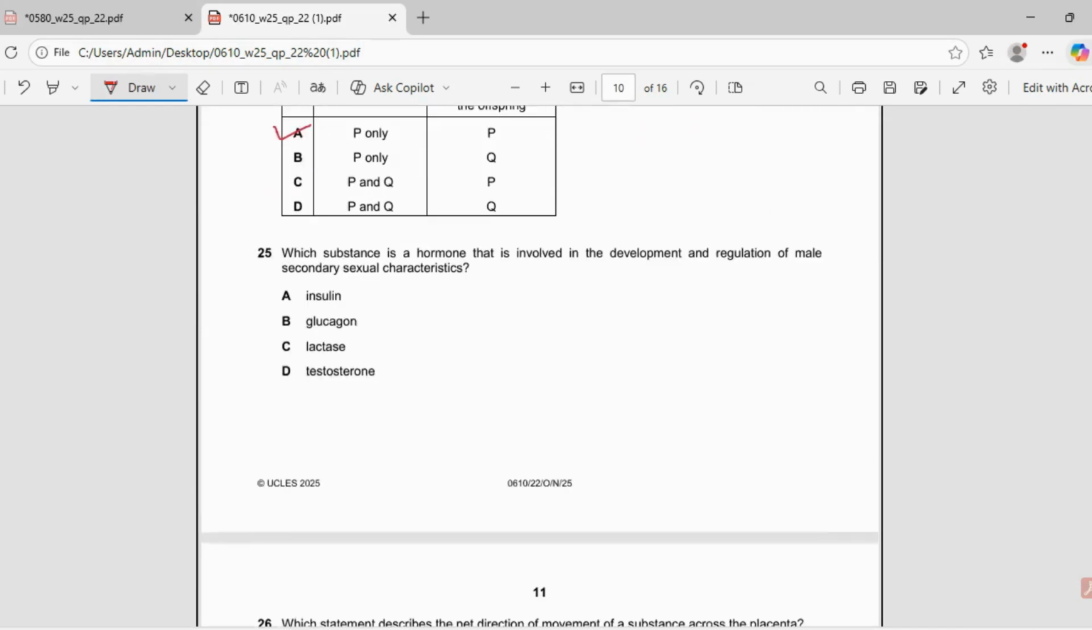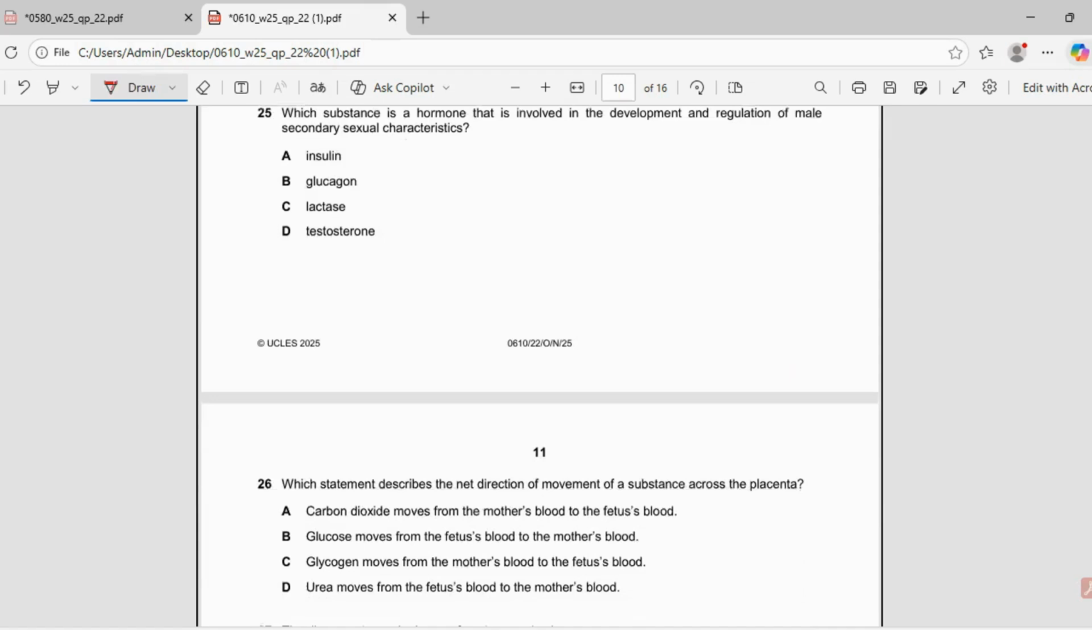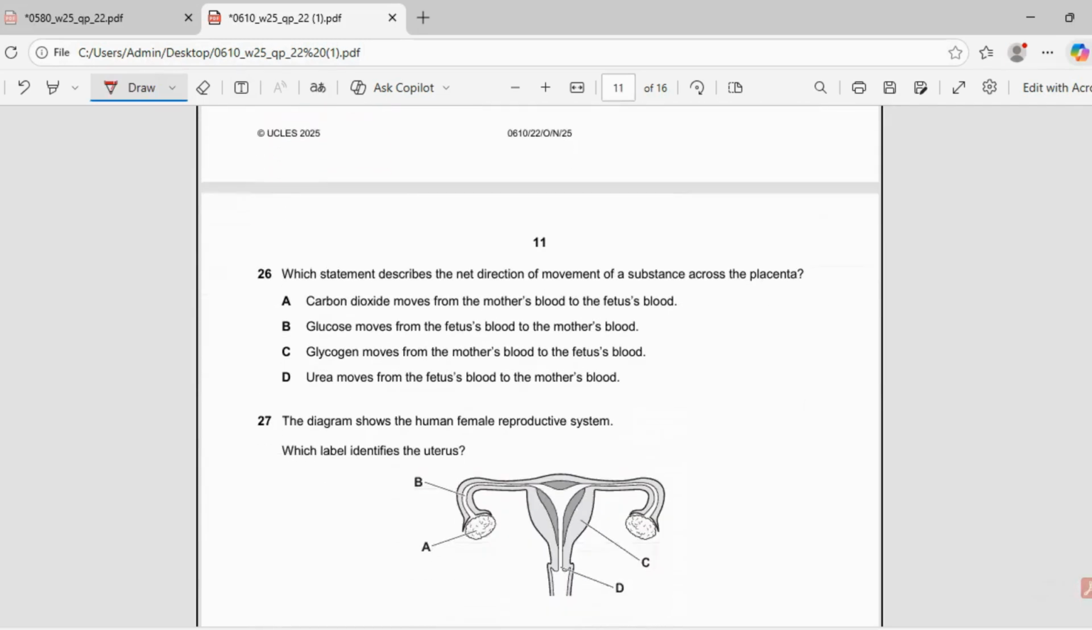Next question 25. Which substance is a hormone that is involved in the development and regulation of male secondary sexual characteristics? Male secondary sexual characteristics, and you know the answer is testosterone. Testosterone helps in the development of male secondary sexual characteristics.